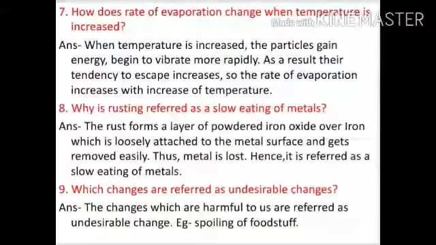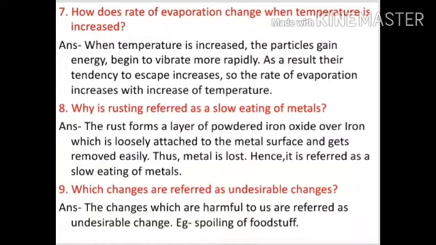Question number 7, how does the rate of evaporation change when temperature is increased? The answer is, when temperature is increased, the particles gain energy and begin to vibrate more rapidly. As a result, their tendency to escape increases. So, the rate of evaporation increases with increase of temperature.